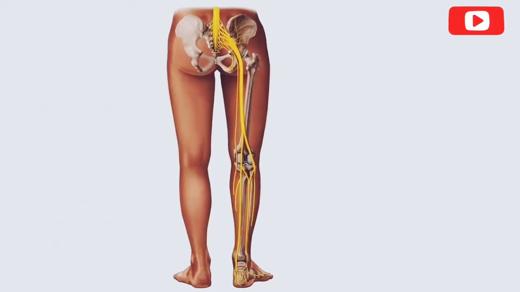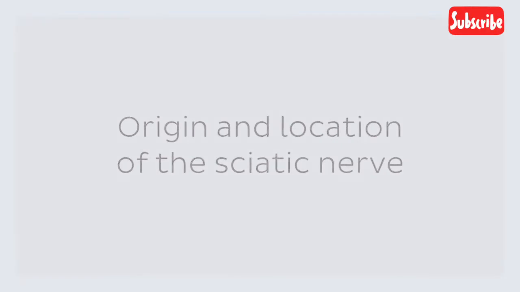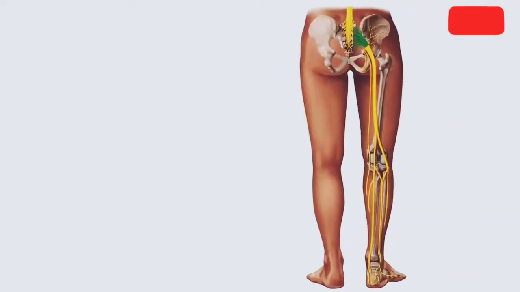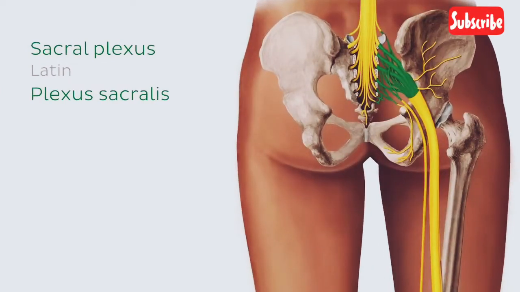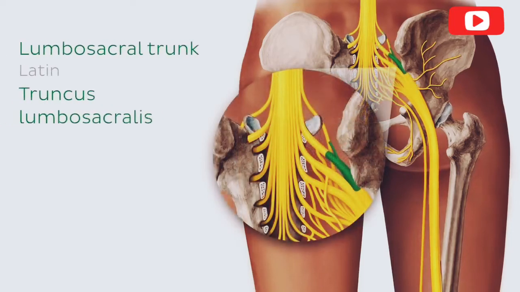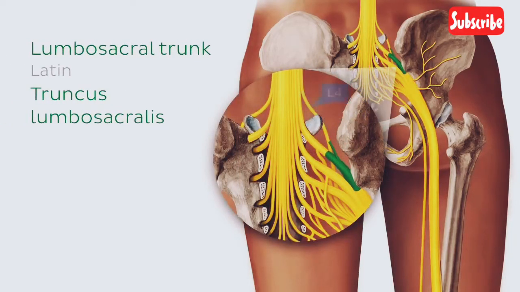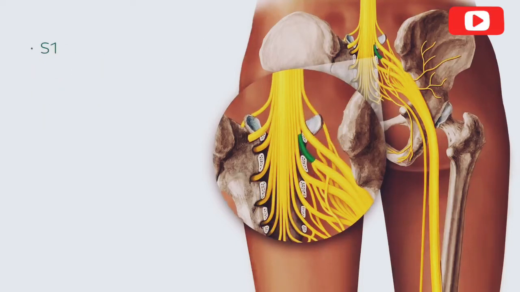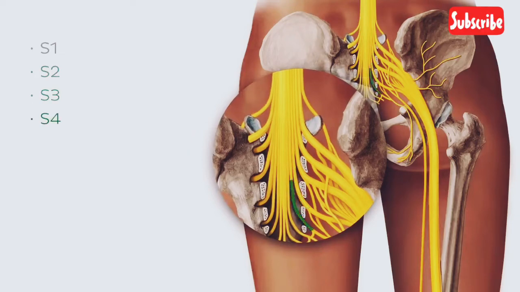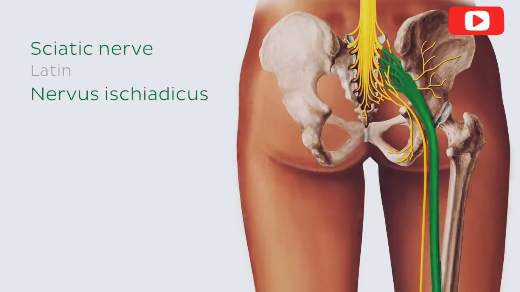Okay, let's get started with the origin and location of the sciatic nerve. The sciatic nerve originates from the sacral plexus, which we can see here highlighted in green. The sacral plexus is formed by the lumbosacral trunk, which consists of contributions from spinal nerves L4 and L5, as well as the spinal nerves S1, 2, 3 and 4. Here we can see S1 highlighted in green, and below it we can see S2, followed by S3, and finally S4. Now we can see the sciatic nerve in all its glory.